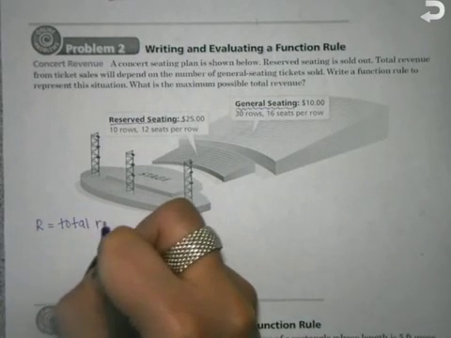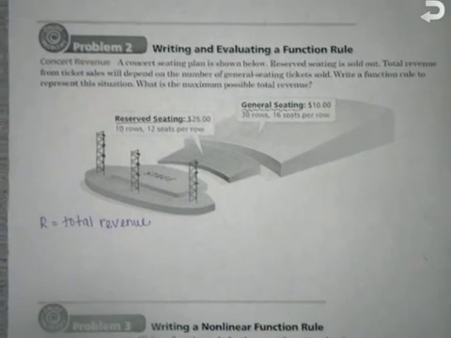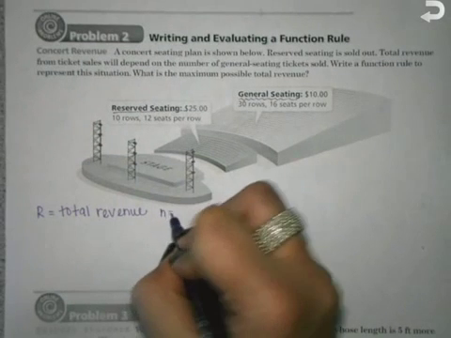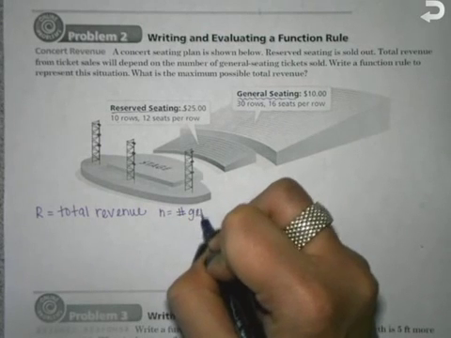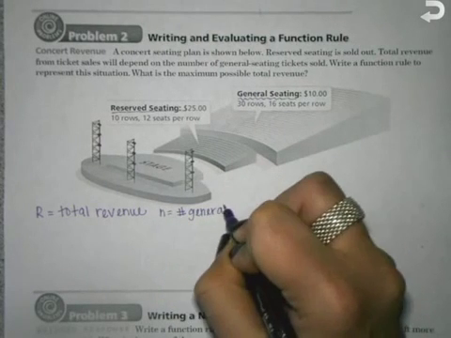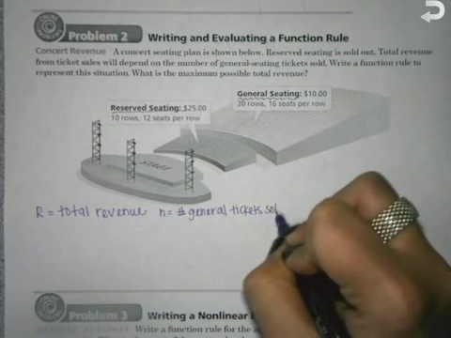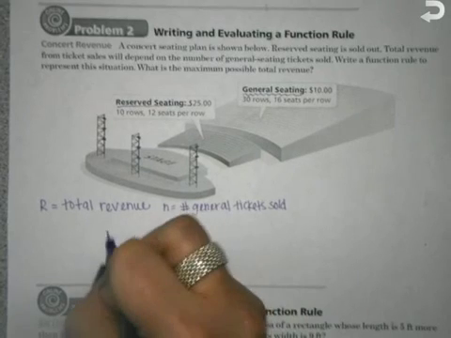Revenue is how much money you make. And all of this is based on how many general seating tickets that we sell. I'm going to call that N. So N is going to be the number of general tickets sold. Okay. So then let's write an equation for this. That's R equals.